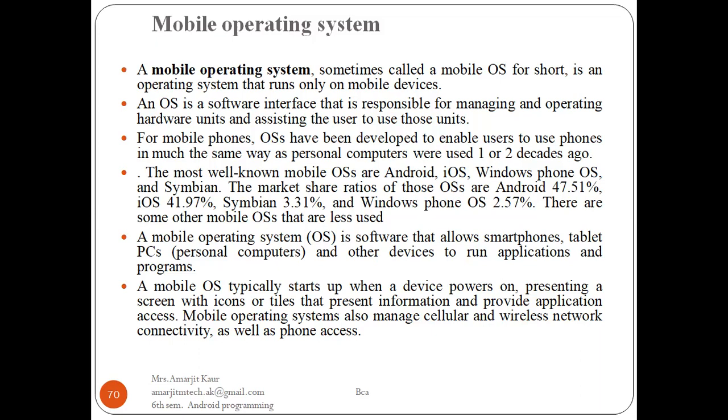A mobile operating system is software that allows smartphones, tablets, personal computers and other devices to run applications and programs. A mobile operating system typically starts up when a device powers on, presenting a screen with icons or tiles that present information and provide application access. Mobile operating systems also manage cellular and wireless network connectivity as well as phone access.